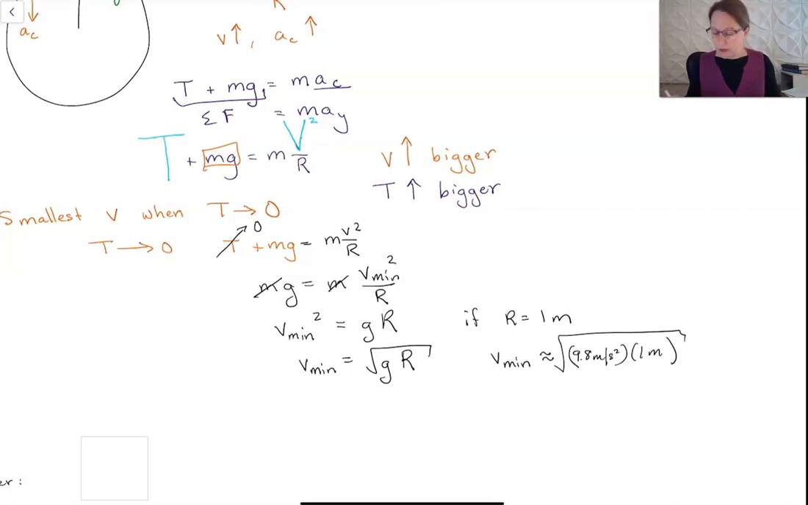Notice the units are going to work out because I'm going to have meters squared per second squared, and I'm going to divide that. And so as I look at this, I say 9.8, square root of that. And so that gives me 3.13 or thereabout meters per second, because I took the square root of meters per second squared. So if it's 1 meter, it's about 3 meters per second that you need. If it's longer, like 2 meters, then you change your speed appropriately for your minimum speed that you need.